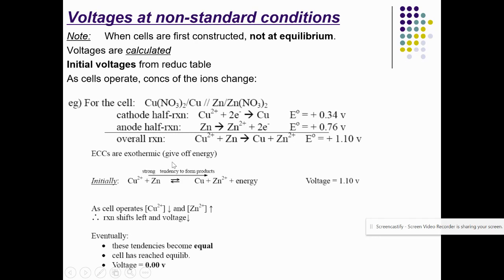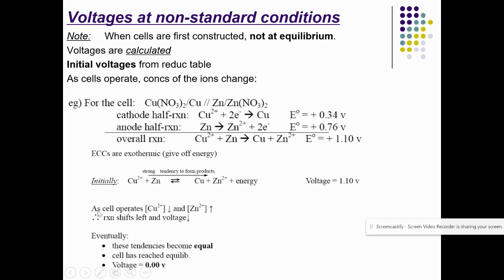They give off energy, right? If you have a battery you've been using, you touch it and it's hot. Your phone, you've been using it a lot, it's hot. That's because it's giving off energy as it converts chemical energy to electrical energy. All right, so this is what it looks like. Initially we have our reactants and our products and energy.